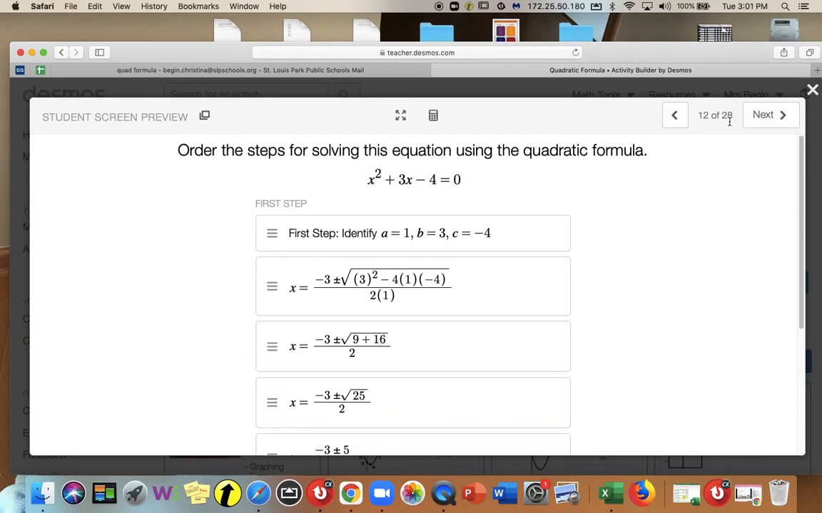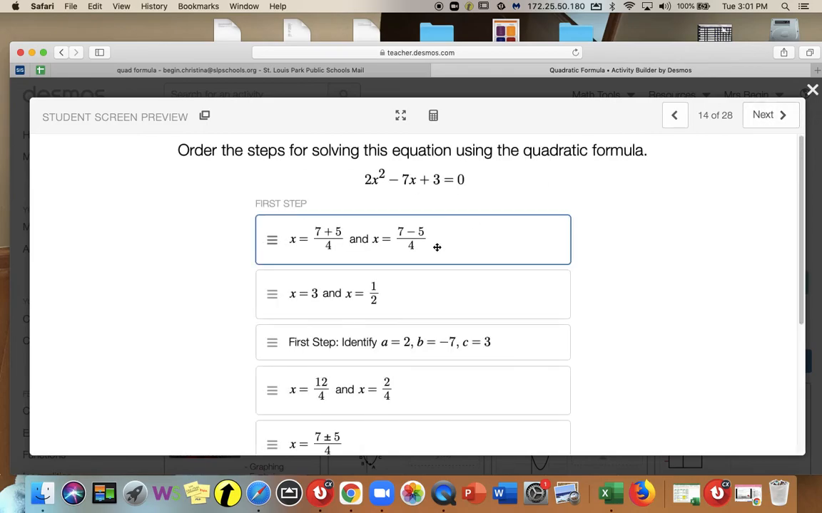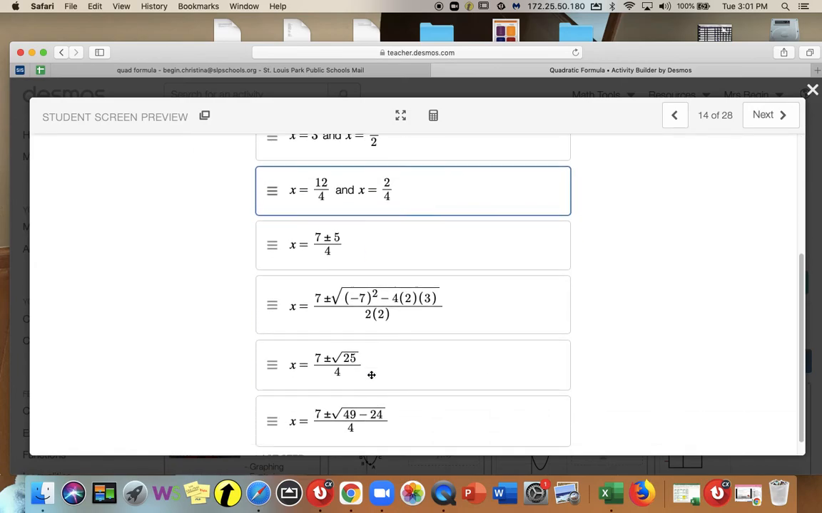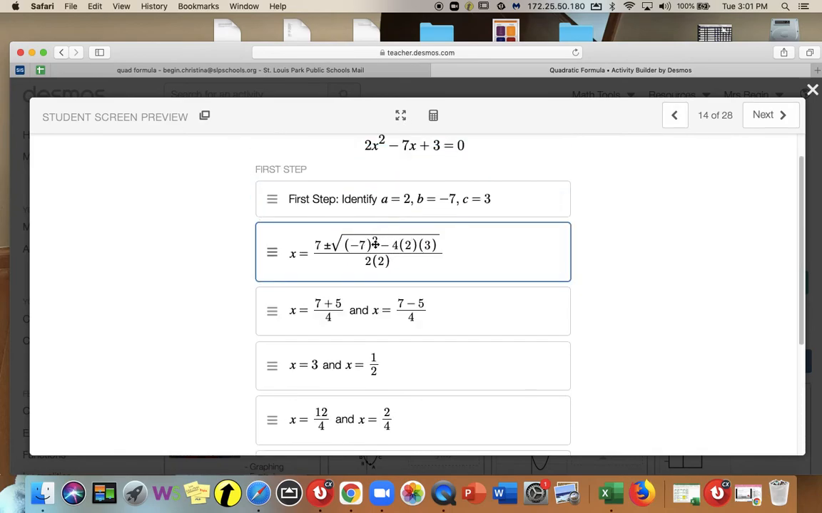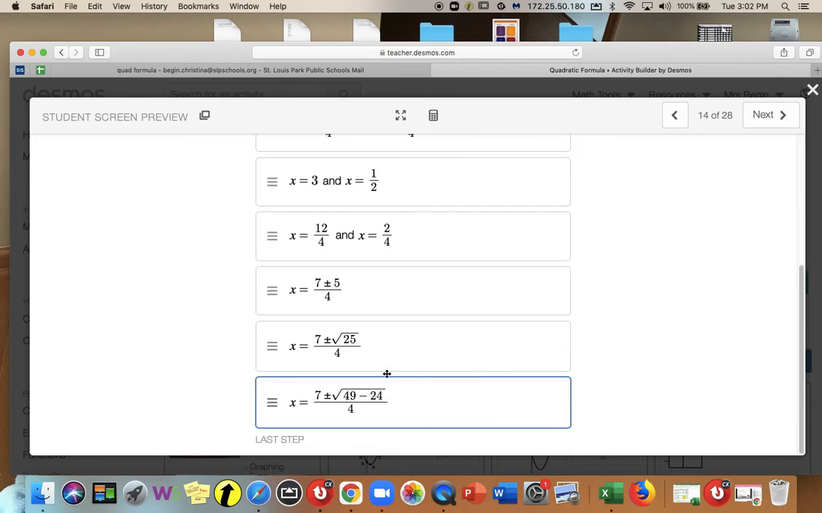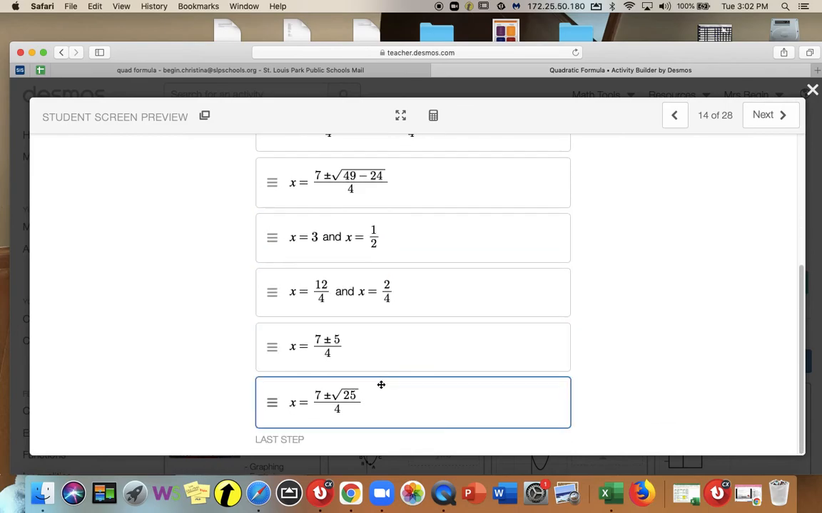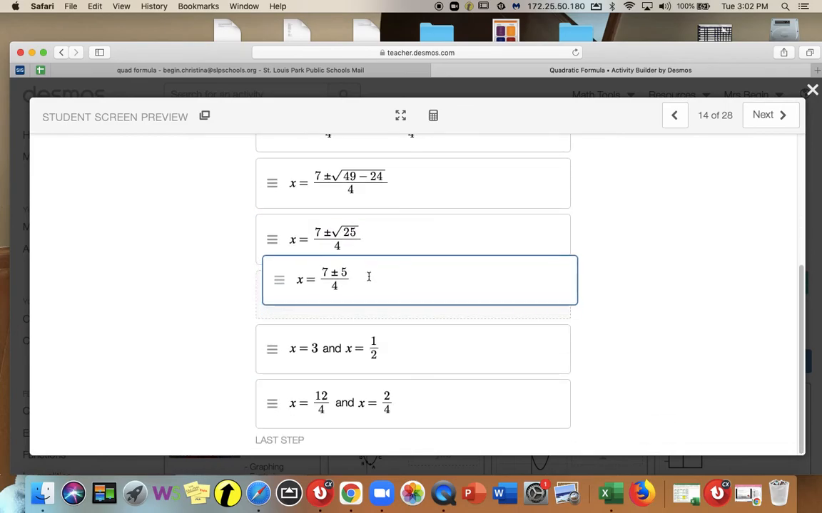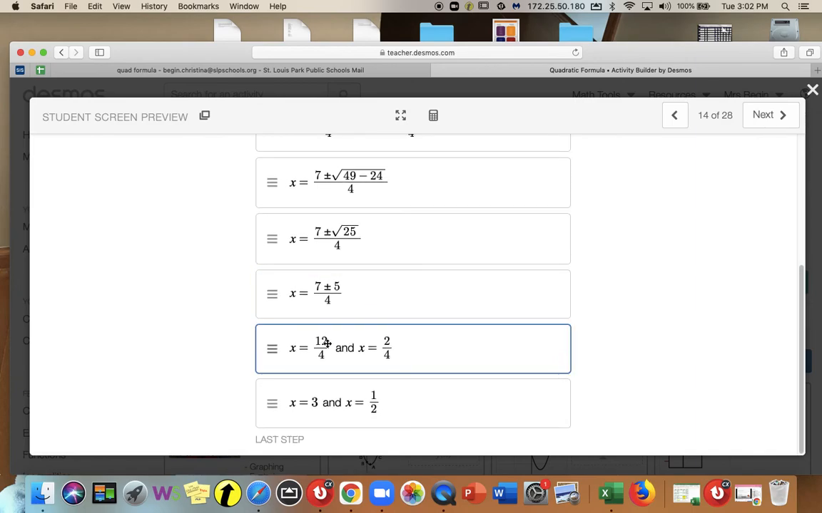So it's, can you put this in order? Oh, check. Good work. Okay. All right, so again, let's put this in order. Again, it equals 0, so we're good with that. So the next step is find a, b, and c. And then we plug into the quadratic. And then we start simplifying under that radical right there. And then we keep simplifying. 49 minus 24 is 25. The square root of 25 is 5. We break it up into the two problems. 7 plus 5 divided by 4, 7 minus 5 divided by 4, and then we get our answer.